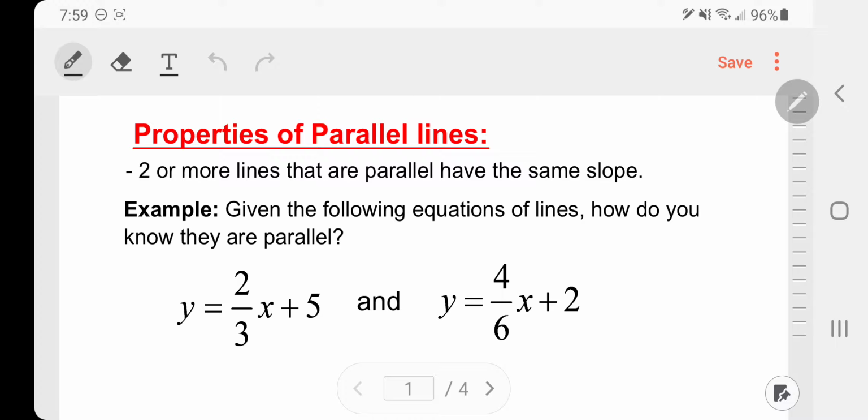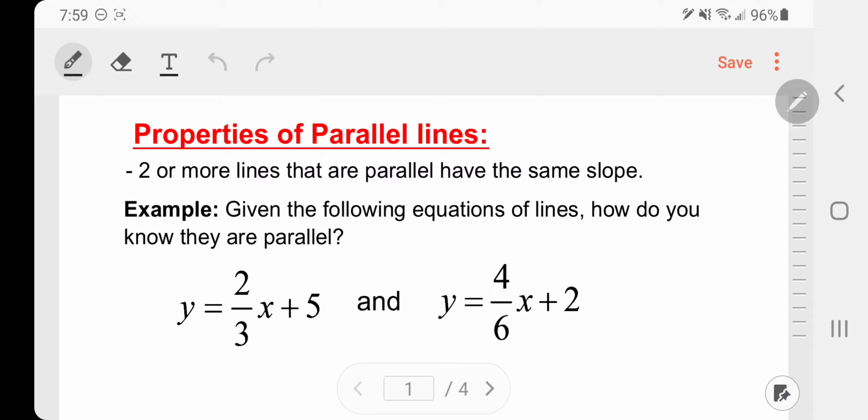Hey everyone. In this lesson, we're going to take a look at how to identify whether two lines are parallel or perpendicular based on their slope. So the first thing we see here is the property of parallel lines. Two or more lines that are parallel have the same slope, and they also are going to have a different y-intercept. If they're the same slope and the same y-intercept, they're the exact same line.